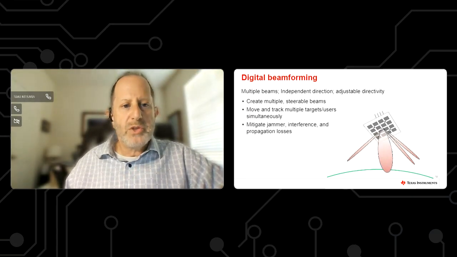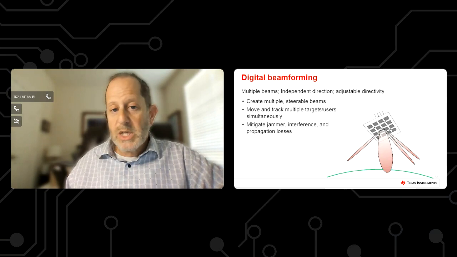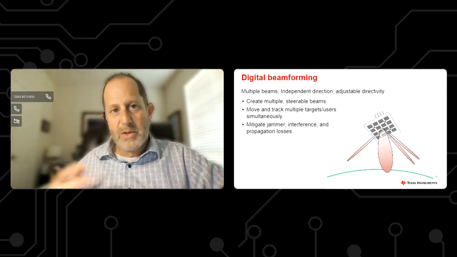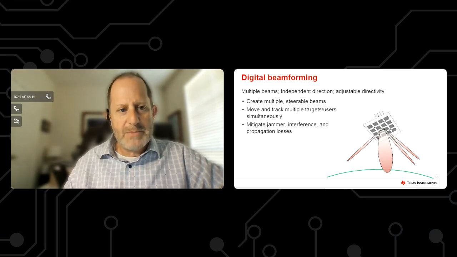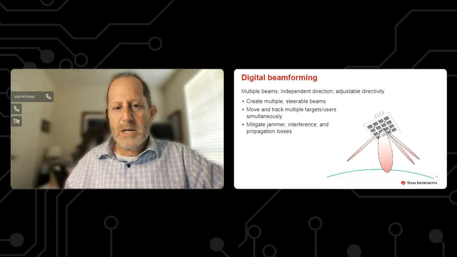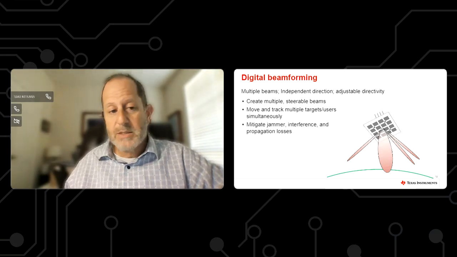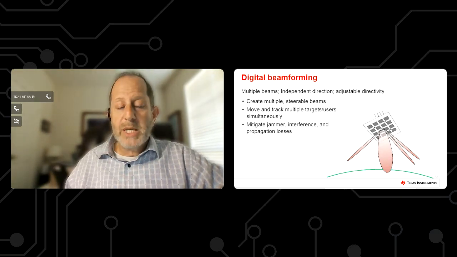All right, so the digital beamforming here. We've got multiple beams. We can move these in independent directions, and we can even potentially adjust the directivity of individual patterns. There's lots of different flexibility here. The more flexible we are, the more computationally extensive these systems are going to be. So that's part of the trade-off in these types of systems. But we can create multiple and steerable beams. We can move and track multiple targets or users simultaneously. And we can also mitigate jammers and interference with this type of system.